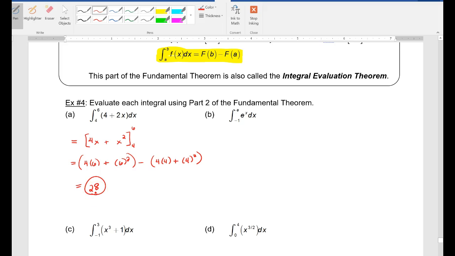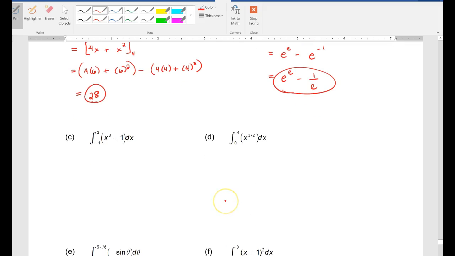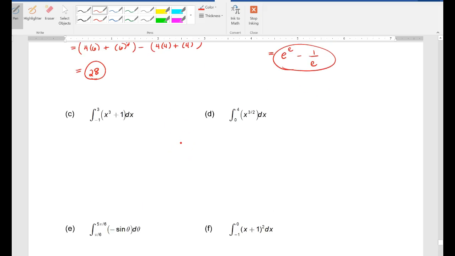Okay, next one. So the antiderivative of e to the x is e to the x, and we want to evaluate that from -1 to e. So we have e to the e minus e to the -1. So we have e to the e minus 1 over e. And again, you could plug that into your calculator, but exact answers are just as good, if not better.